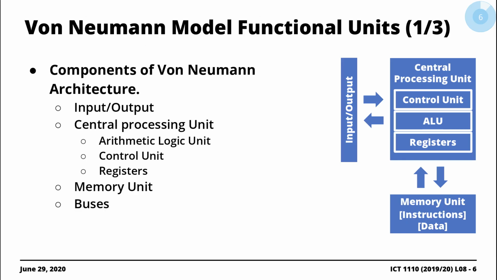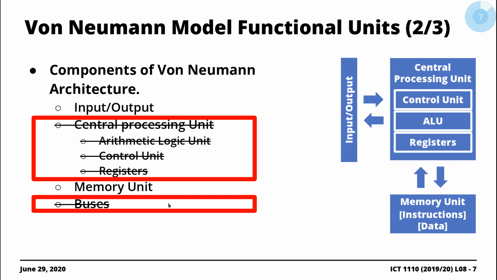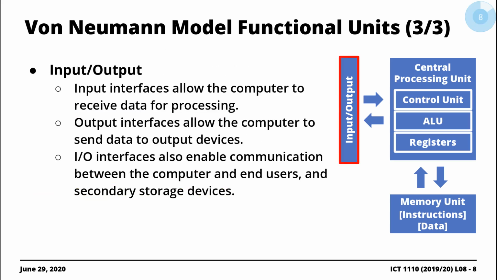And again, just to remind us, we did introduce the high-level functional units associated with the von Neumann architecture, and we've gotten to a stage where we've discussed the central processing unit alongside buses, right? So what's remaining now is the input-output unit and the memory unit, right? We start our discussion with the input-output unit.